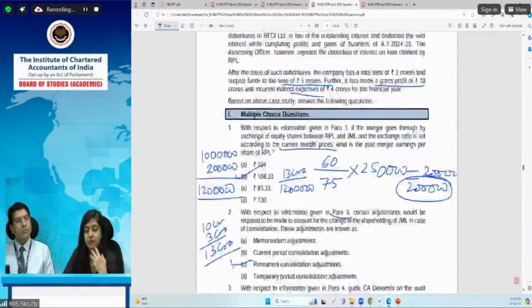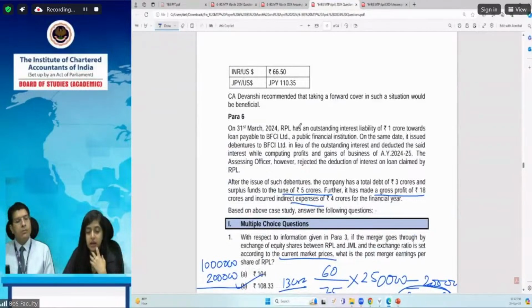What are the facts? As you see in para 6, on 31st March 2024, RPL has an outstanding interest liability of rupees 1 crore towards loan payable to BFCI Limited.